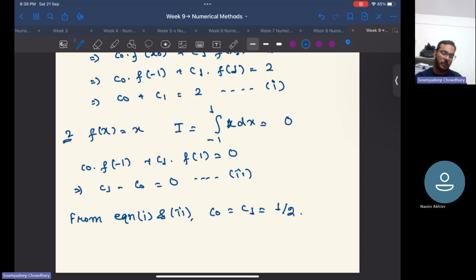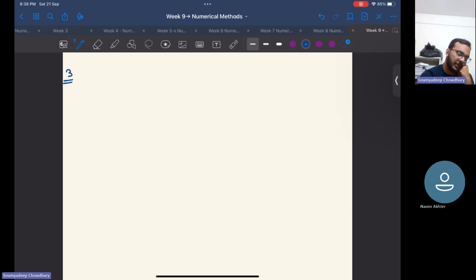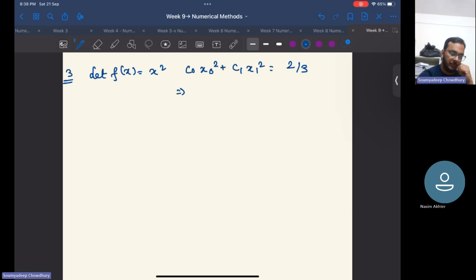So next, there are two more things remaining, that is x0 and x1. So third case, we will take f of x equal to x square. So if we write it like this, x square integral will be 2 by 3. So c0 and c1 we know are half, right? So this will be 1 by 3. So x0 square plus x1 square will be equal to 2 by 3. So this is equation 3.